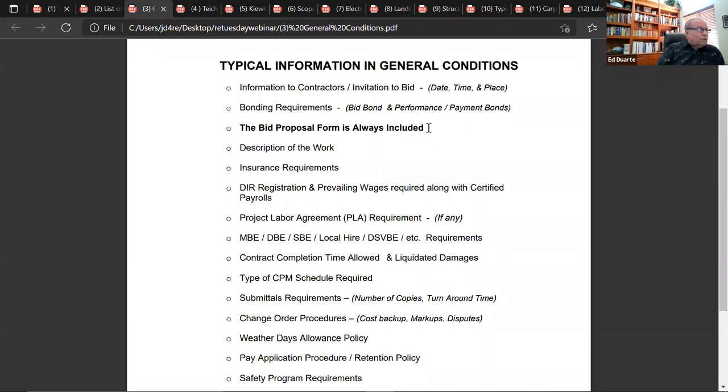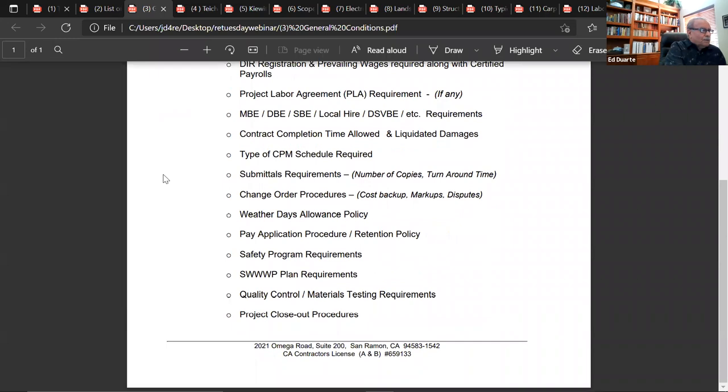So most of the agencies now even include a checklist in the specifications in the invitation to bid that says, here's what you need to do to prepare your proposal to put in the envelope that's going to be opened. There will be a description of their work, the insurance requirements.